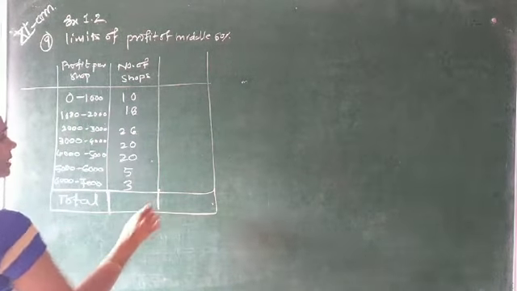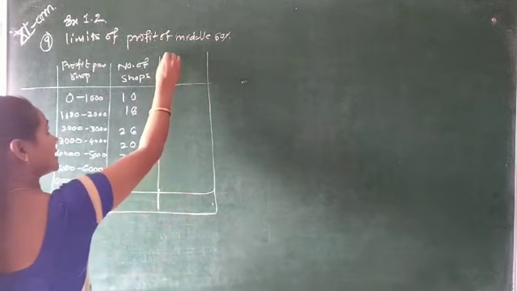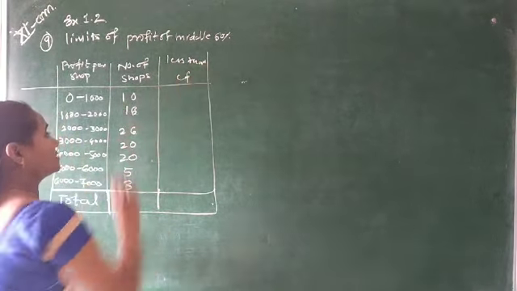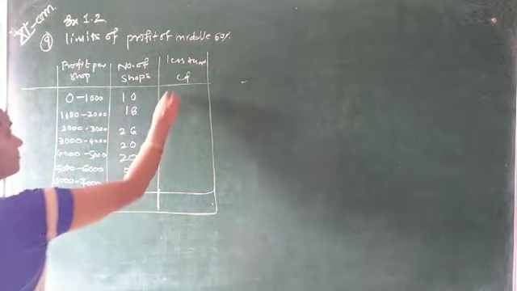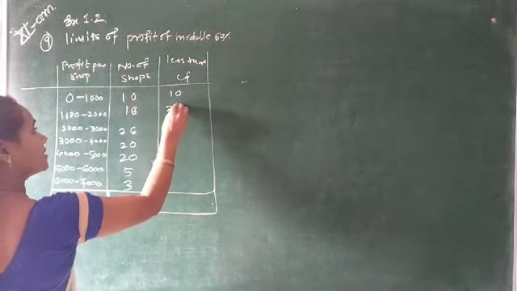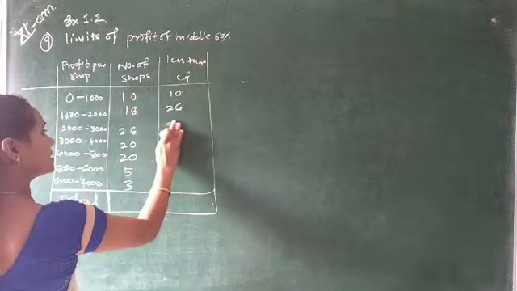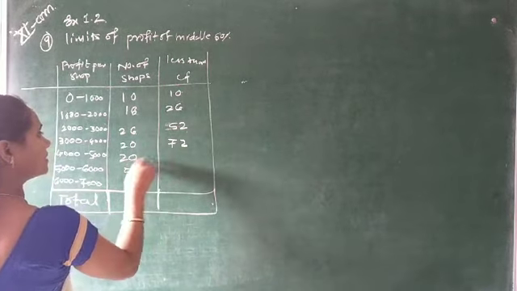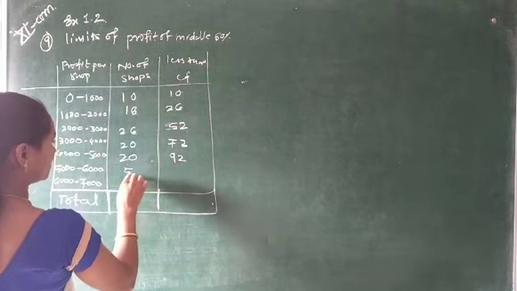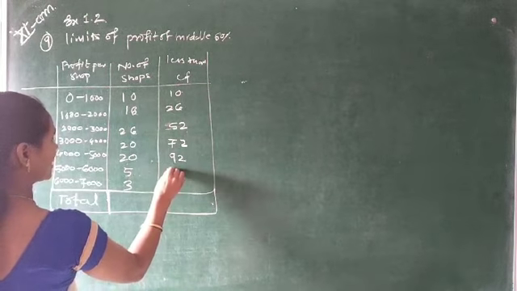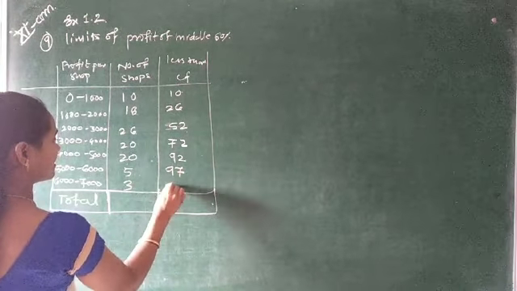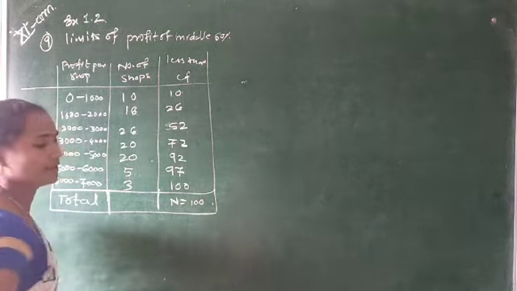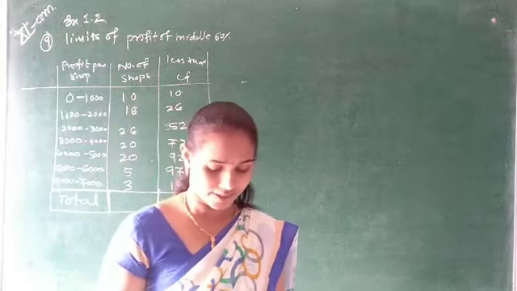Now first we find the less than cumulative frequency. So first 10 as it is. Now 10 plus 16, 26. 26 plus 26, 52. 52 plus 20, 72. 72 plus 20, 92. 92 plus 5, that is 97, and 97 plus 3, that means it is 100. So here n is equal to 100. Total number of observations are 100.